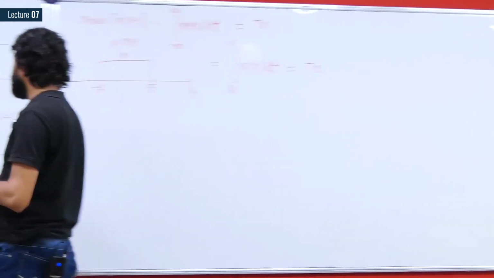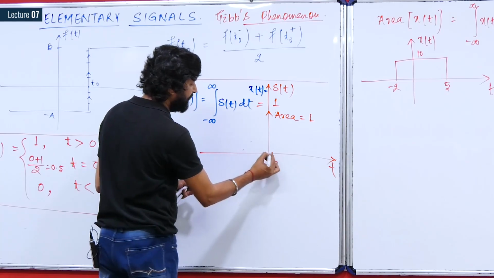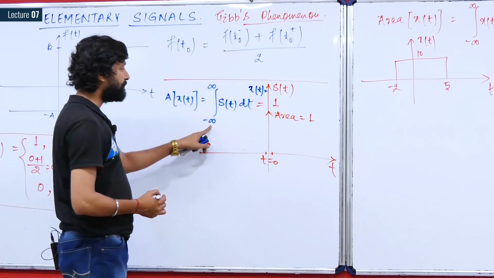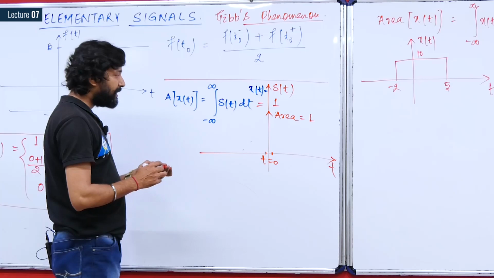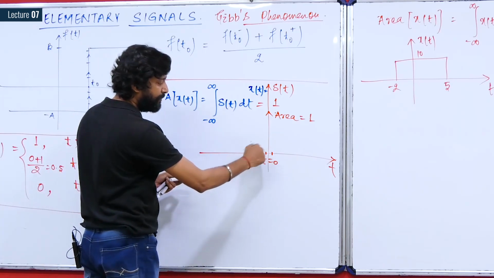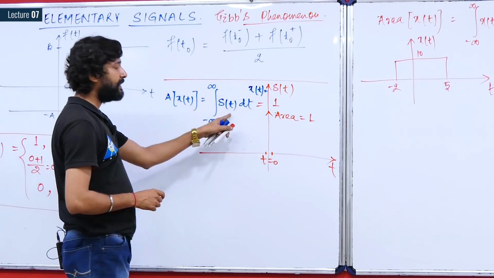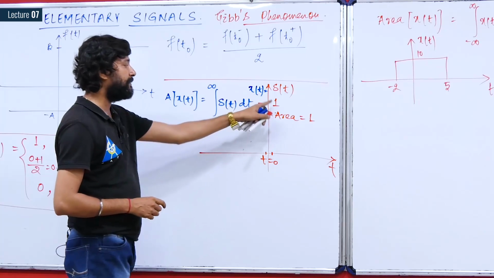So if this function exists only at t equals 0, then if you integrate this function either in the limits minus infinity to plus infinity, or in any limits in which the interval t0 minus to t0 plus is included, then you will obtain the area of this signal, and the value of that integral will be 1 only.